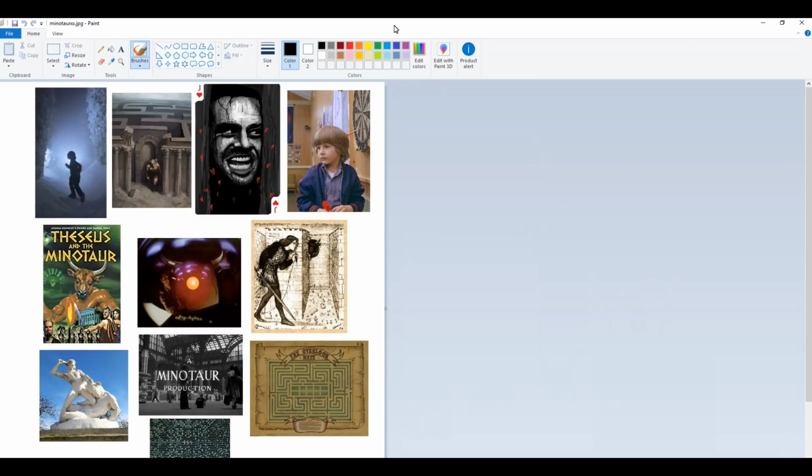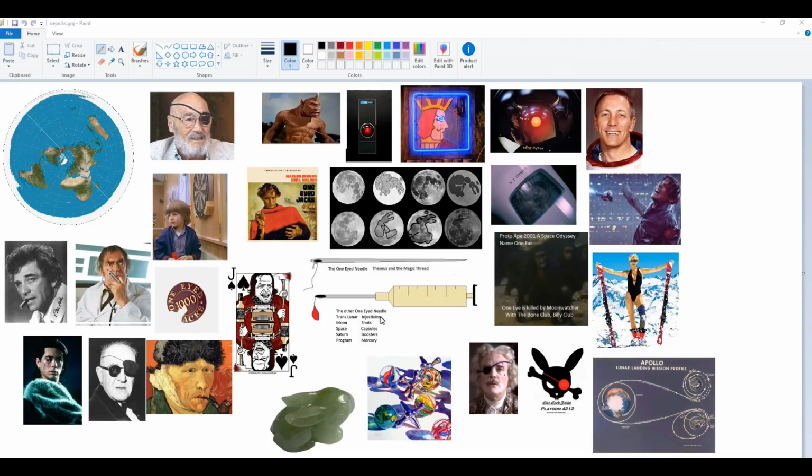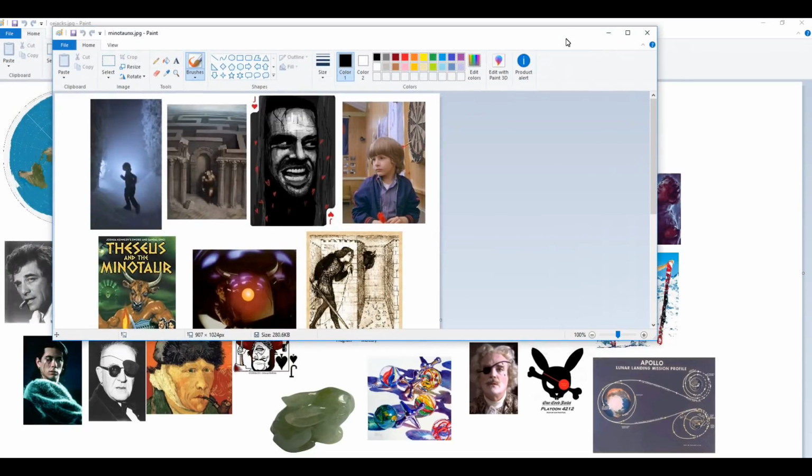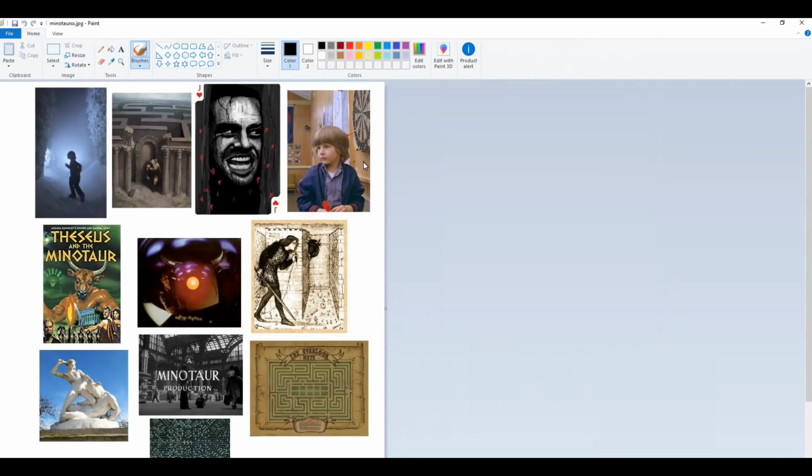Now, if we go back to the other one, we see this one-eyed needle and one-eyed thread, which runs right through this. And so Danny is Theseus, Jack is the Minotaur. You're in a maze. There's magic threads. You need to follow them. So this is a combination of the Cyclops, which has one eye, but it's the half man, half bull. So we have a man and a bull and the horns.